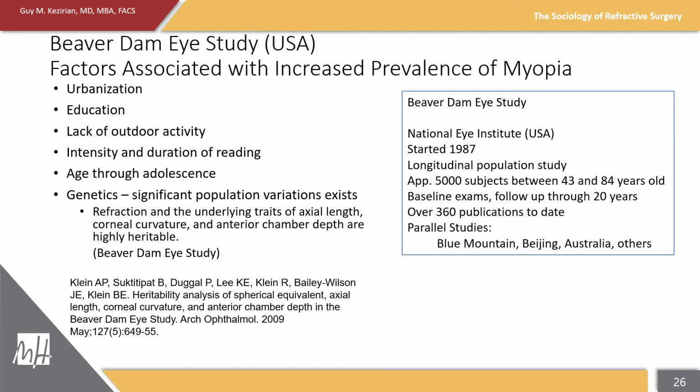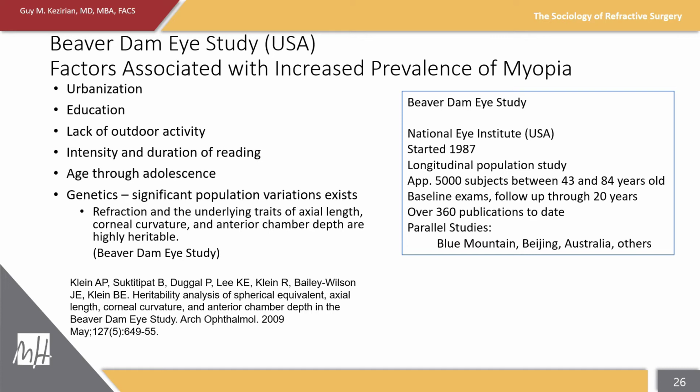The Beaver Dam Eye Study is a longitudinal study that looks at many eye diseases, including myopia. It began in the U.S. in 1987. The town in Wisconsin called Beaver Dam is the origin of the name of the study. They studied all the citizens of that town between the ages of 43 and 84 years old, and the study continues today. The baseline exams and follow-up through 20 and now 30 years is coming up. They published over 360 publications from that data set, and there are other parallel studies going on in the Blue Mountain region of Australia, in Beijing, and other places.